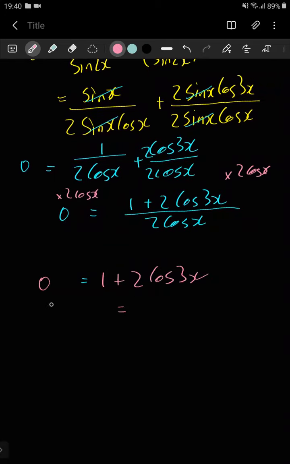Of which this looks like we can do something here. Everything on this side, take the negative to the other side, and then you can divide by 2.